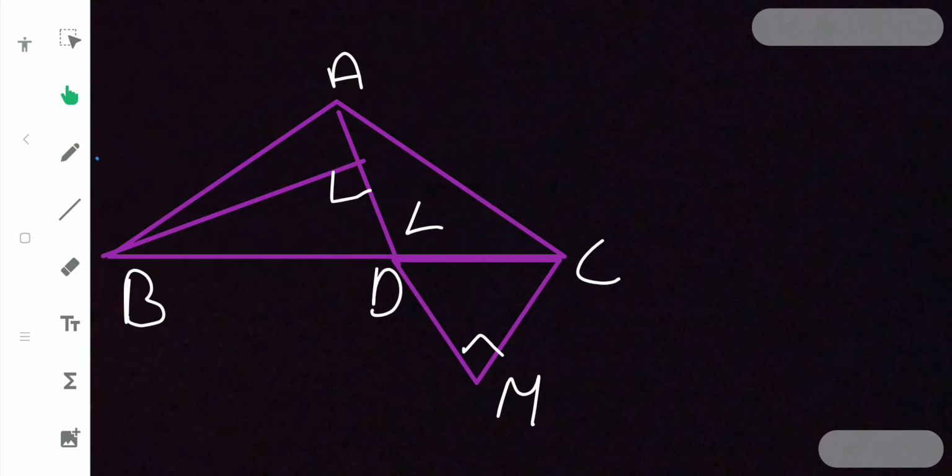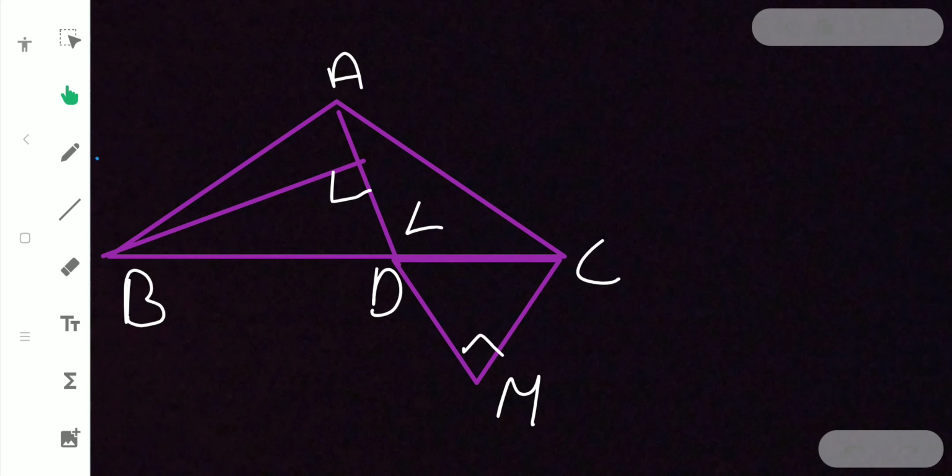Now they are asking to prove that AD is the median of triangle ABC. So we have to prove AD is the median of triangle ABC, not this one. This triangle is not included. But in solving it is included, and they said the median is only for triangle ABC, not DCM. So let us think how to solve it.